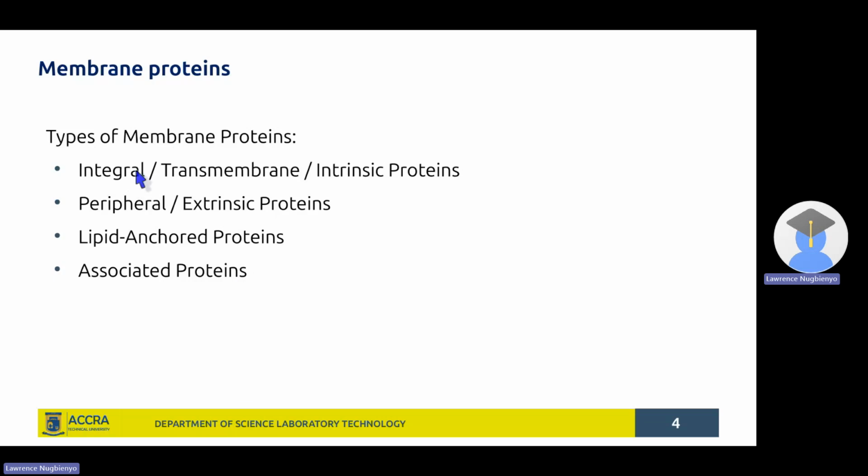Now you do have different types of these proteins in this biomembrane. We have what we refer to as the integral or the transmembrane, also referred to as intrinsic proteins. So if you hear these three terms, they are referring to the same thing: integral, transmembrane, or intrinsic. Then we have the peripheral or extrinsic. If you hear either peripheral or extrinsic, it's referring to the same thing. We have the lipid anchored proteins and we have associated proteins. So we're going to take a look at each of these types of proteins in the biomembranes.